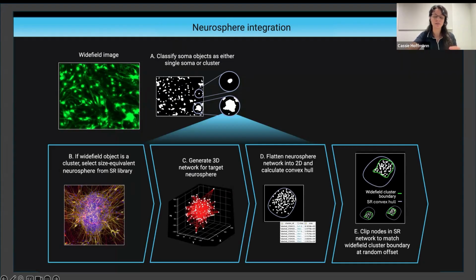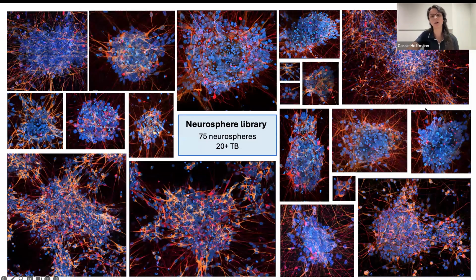And just to give you an idea of the library that I acquired for our specific project, it was a library of 75 neurospheres, over 20 terabytes. I think it was 21 terabytes. And I was also looking at 2 disease models. I'll talk about those in a second, but they were also included in this library. And you can really see each cluster has its own personality. So it was really important to try and capture this variability to make the library as representative as possible.